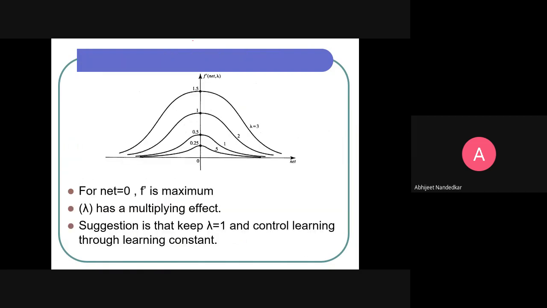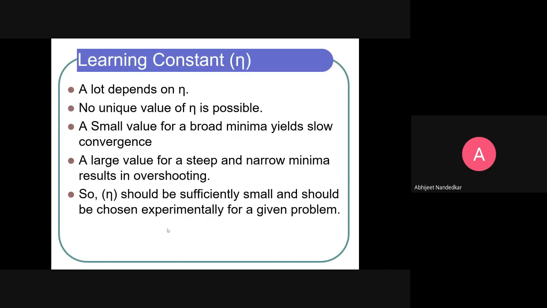You can see here, if I change lambda from 0.5 to 3, and if I change the net at this position, you can see it is just increasing f dash. So there is a direct relation between f dash and lambda. For net equal to 0, f dash is maximum. So lambda has a multiplying effect. The suggestion is to keep lambda equal to 1 and control the learning parameter or constant.